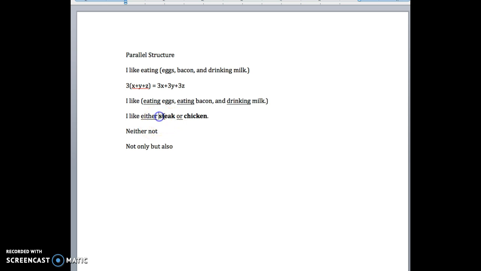What wouldn't be right is that. Now, for a lot of you, that sounds right. I like either eating steak or chicken. But the problem here is that what's after either is this verb, eating a steak, followed by just a noun here. So a verb and a noun and then just noun. We can't do that. You would either need to say just steak or chicken, or eating steak or eating chicken.